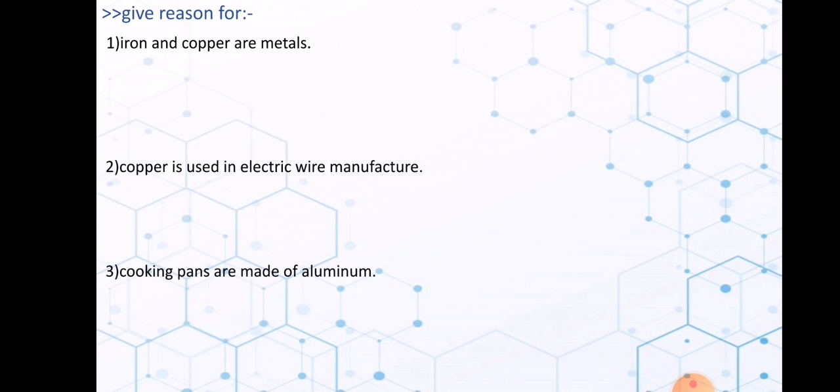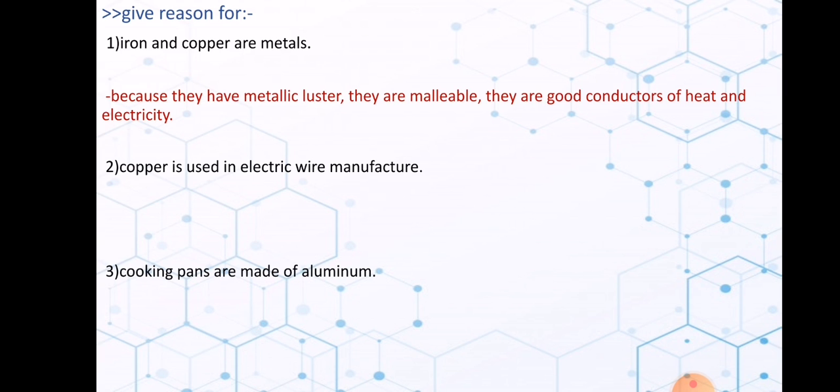Let's move to give reason for. Iron and copper are metals. Give reason why iron and copper are metals. Iron and copper are metals because they have metallic luster, they are malleable, and they are good conductors of heat and electricity. Okay, so this is the reason for copper and iron being metals.